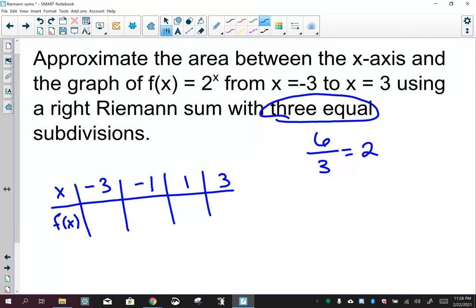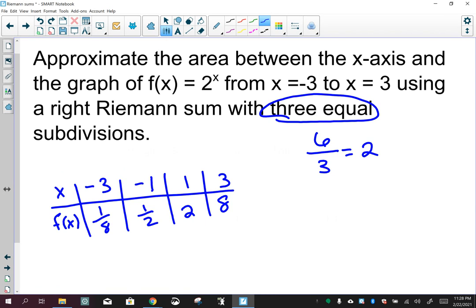Now we evaluate. When you put a negative, don't forget this turns into a fraction. So 2 to the 3rd power, that's going to be 8, but it's a negative, so this is 1/8. 2 to the 1st power is 2, but it's negative, so it's 1/2. And then we have 2, and then we have 8.